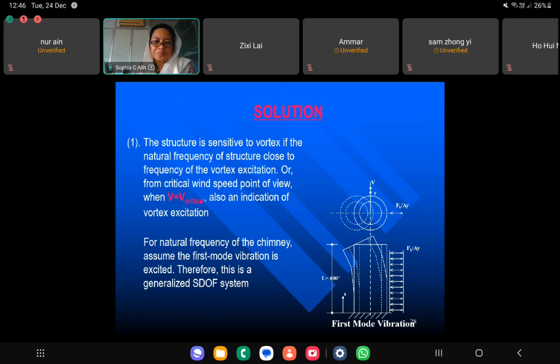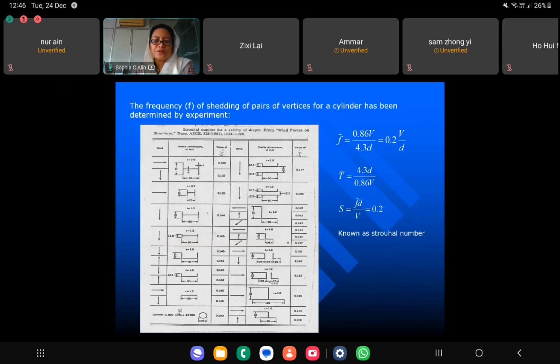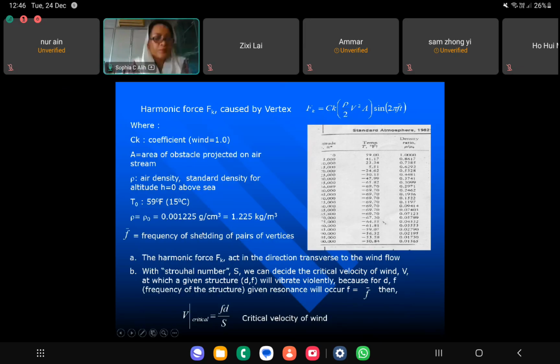All right, so for the frequency of the vortex, because we need the frequency of the vortex as well, you can use this equation, okay, with the Strouhal number 0.2, because it is a cylinder. Also you can check the vortex force using this equation that we have already checked just now, and also the V critical from this one, and you can compare it, right?